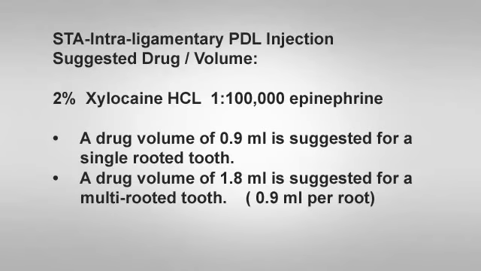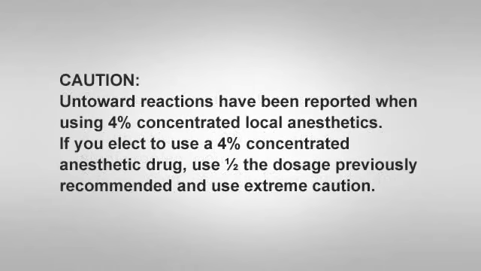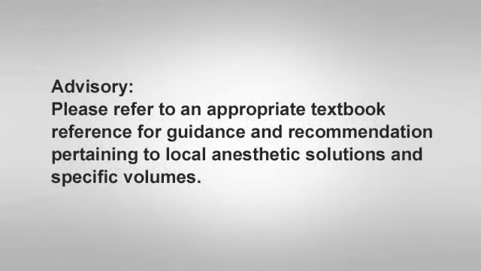For a multi-rooted tooth, 1/2 cartridge or 0.9 milliliter of anesthetic for each of the mesial and distal roots may be administered for a total of 1.8 milliliters for a multi-rooted tooth. If you elect to use a 4% concentrated local anesthetic drug, such as 4% articaine HCl, use half the dosage previously suggested and use caution when using these medications. Please refer to an appropriate textbook reference source for guidance and recommendation pertaining to local anesthetic solutions and specific volumes.